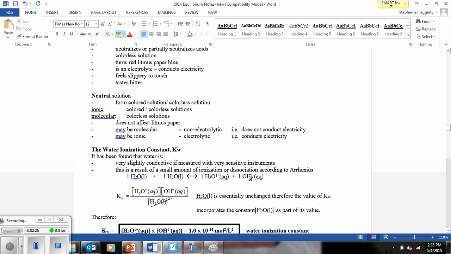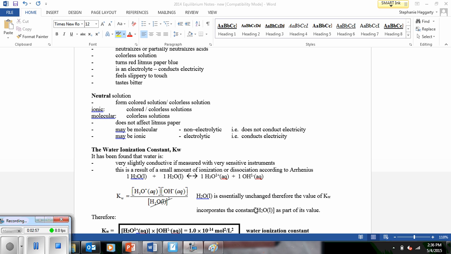This is why water actually is a very, very weak conductor. You'd need a really sensitive apparatus to actually measure that, but it does have some ions in solution. So what we call this is the ionization of water. If we set this up to solve for the equilibrium constant, the K value for this reaction, we would have products, hydroxide and hydronium, over reactants, which is 2 water molecules. So this is what the expression would look like for our equilibrium constant.